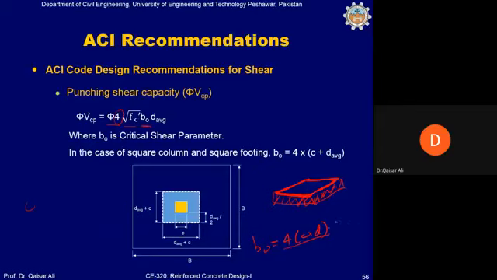So it will be 4 into (c plus d) multiplied by d. Or this will be b naught d. b naught d will be equal to 4 into (c plus d) into d. This is the punching shear area, because this will take place into the column depth. This area will be detached. So b naught d is the punching shear area, and b naught is the critical shear parameter. In the case of a square footing, b naught can be calculated by 4 into (c plus d average).